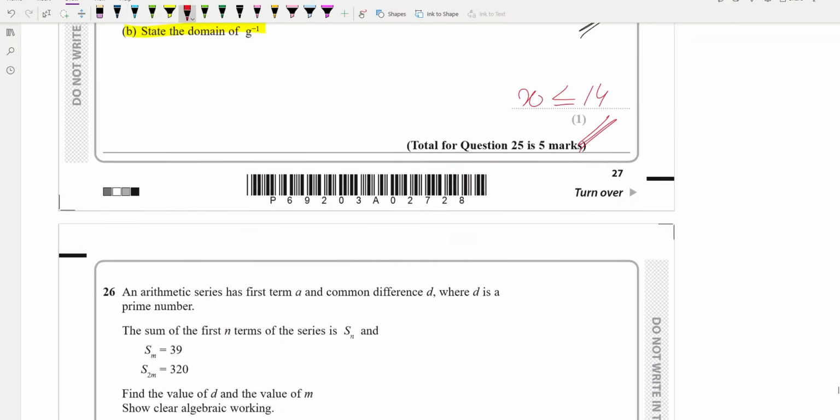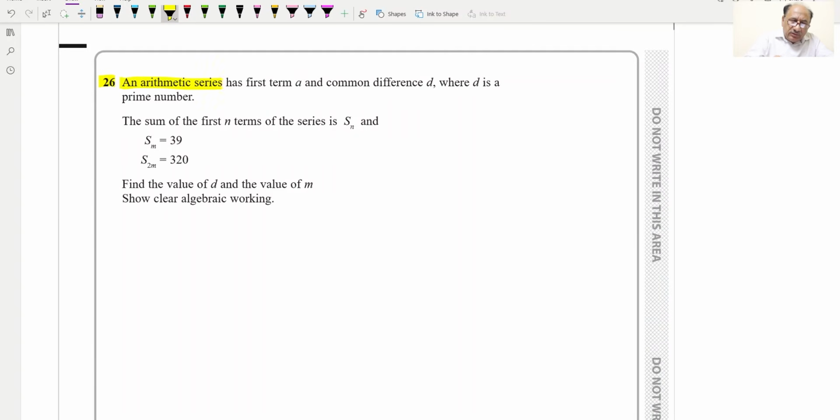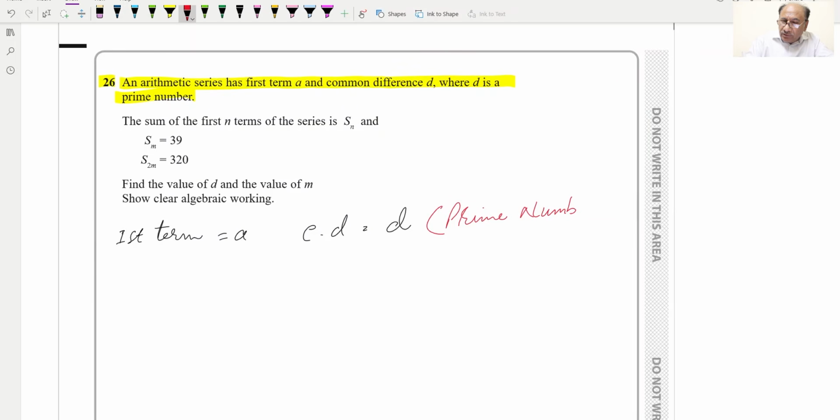So this is for 1 mark which we have done. Question number 26. An arithmetic series has first term a and common difference d, so we can write the information. First term is equal to a and common difference is equal to d, and this d is a prime number, so we have to write this as a prime number. This is important information which will be used.